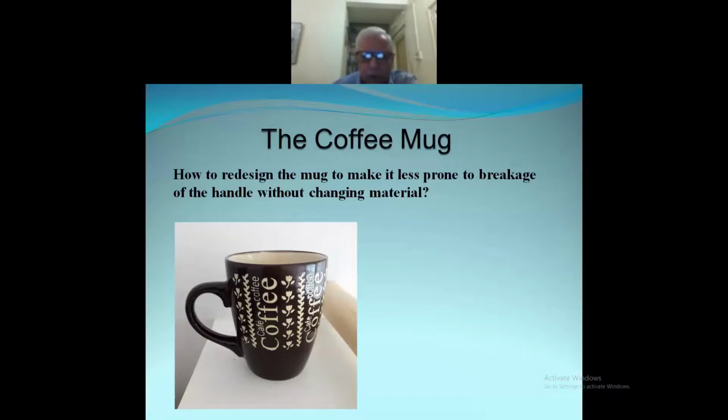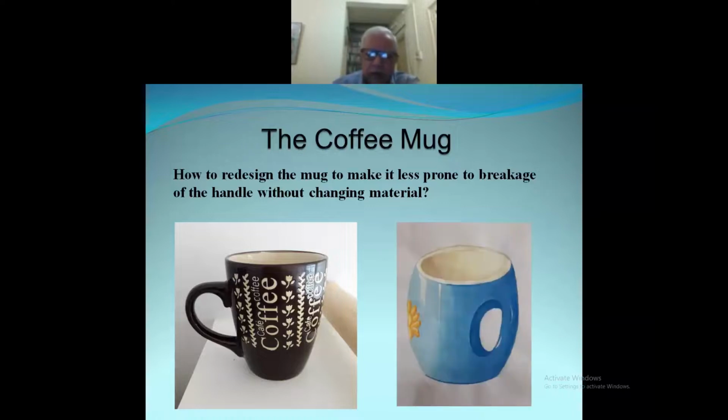We are looking for something through pure design modification. One thing came to my mind. Suppose I make the mug like this, where the handle itself comes within the outer profile of the mug, and one can say that it has much less probability of getting broken.